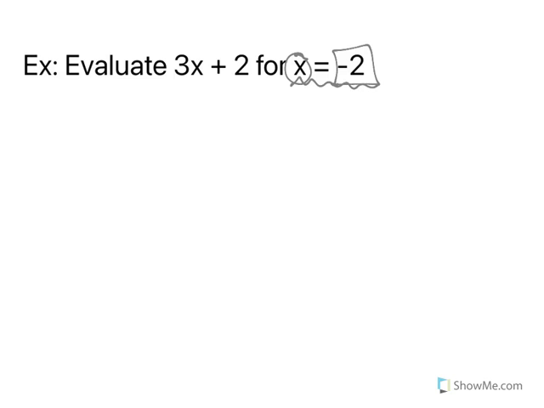Now, word of advice. When you are substituting in a value, I like to always use parentheses, because if you're substituting in a negative 2, you want to keep that negative with the 2. Okay, so I have a 3 times x. Well, my x is a negative 2, plus 2. Now we're ready to just simplify with the order of operations.